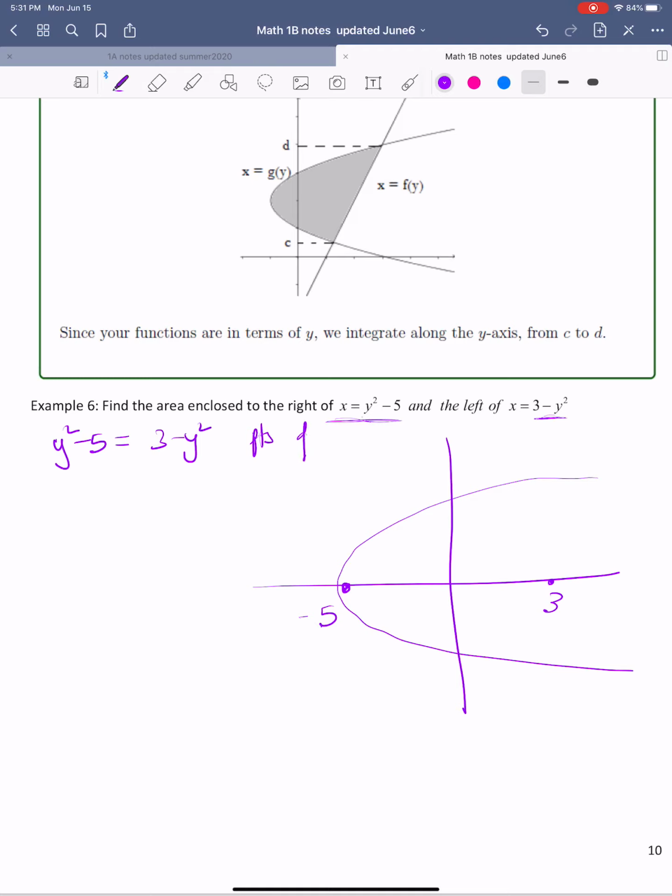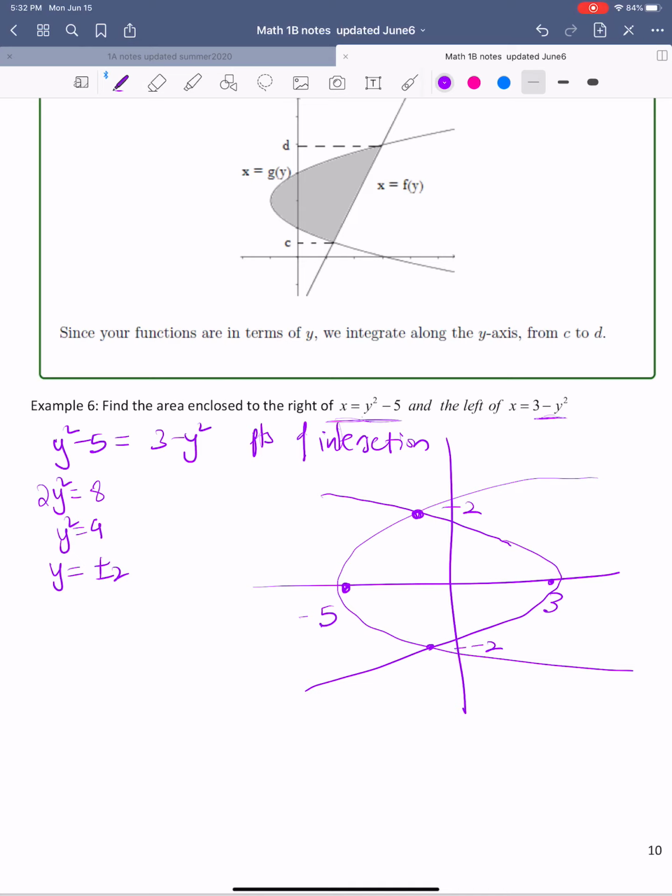So we want to find points of intersection to give me a better picture of the graph. That would turn out to be 2y squared equals 8, so y squared equals 4, y equals plus minus 2. They do intersect at y equals positive 2 and y equals negative 2. So that's positive 2 and that's negative 2 here, and I'm actually looking for this area that's in between the two curves.